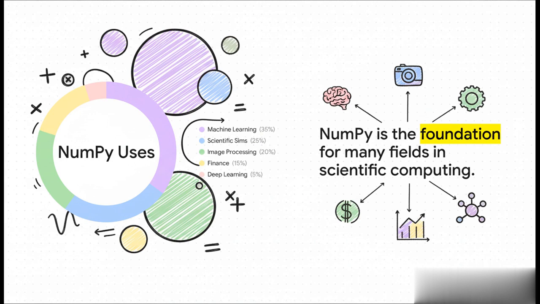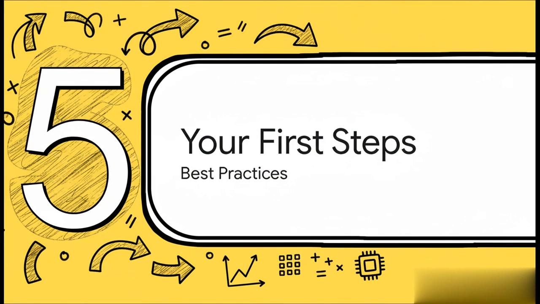And because of all that speed and power, NumPy is everywhere. It's the bedrock that so many other famous libraries are built on. Think pandas, scikit-learn, even TensorFlow. It's the engine behind machine learning, complex scientific simulations, financial modeling, and even image processing, because what's an image really but a giant grid of numbers? All right, you get it.